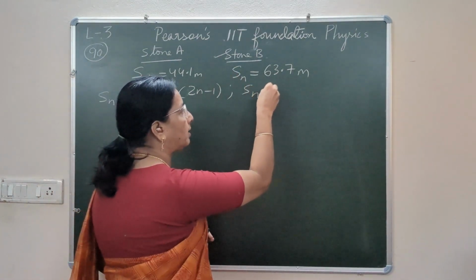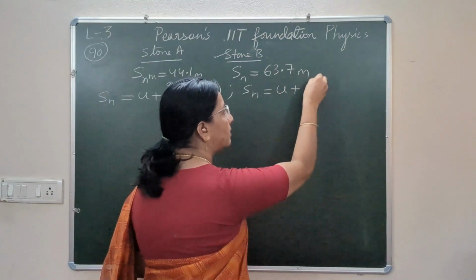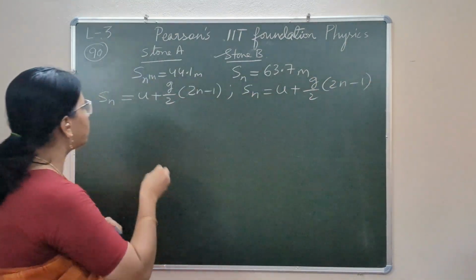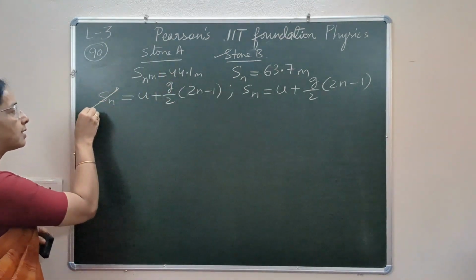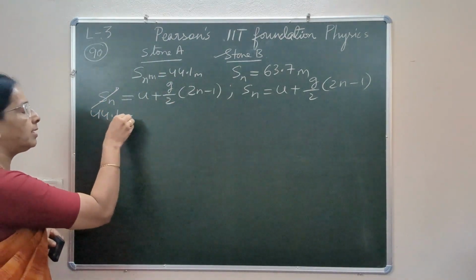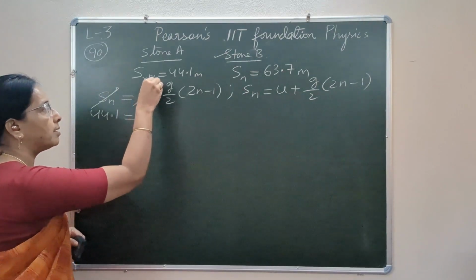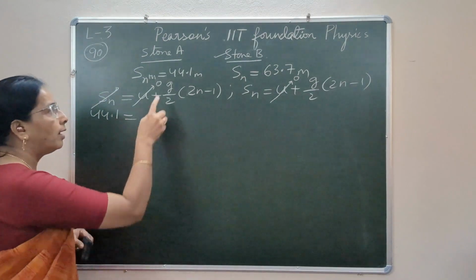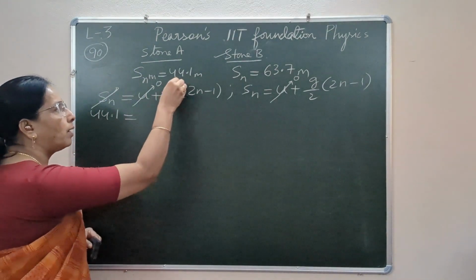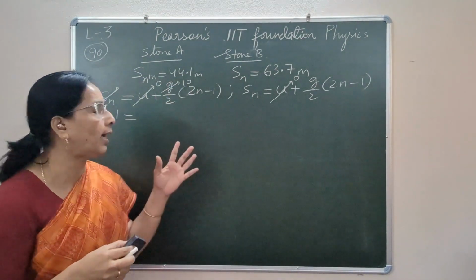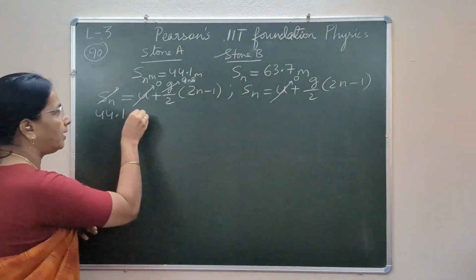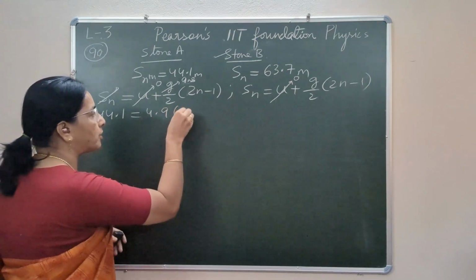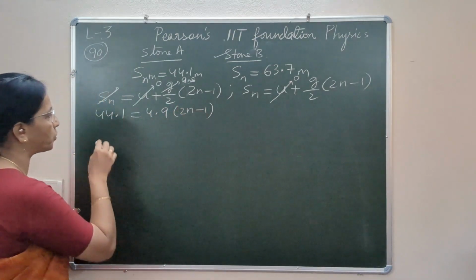So distance traveled by the body in the nth second is u plus g by 2 times 2n minus 1. Distance traveled by the body in the nth second is given to us, 44.1 meter. Since the bodies are dropped, this turns 0. In this case also, initial velocity turns 0. g is 10, so let's take this as 10 or 9.8, both of them will do. Then we have 9.8 by 2, which is 4.9, times 2n minus 1. This n we are supposed to find.